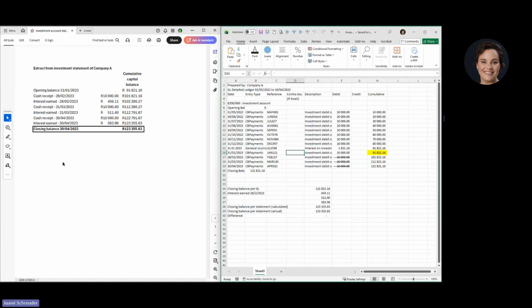Right, so on the left-hand side of my screen, I've got the extract from the investment account of company A that comes from the investment company. And what we can see there is that they are showing a cumulative capital balance of 91,000, the opening balance on the left-hand side being 31 January 2023.